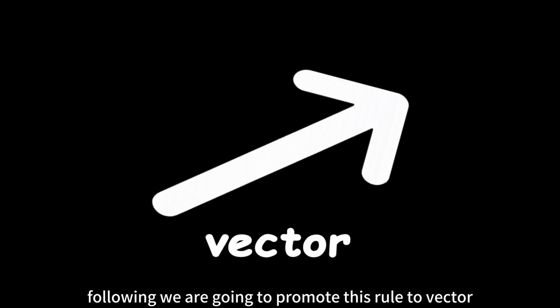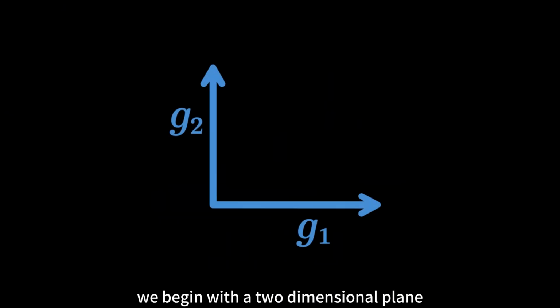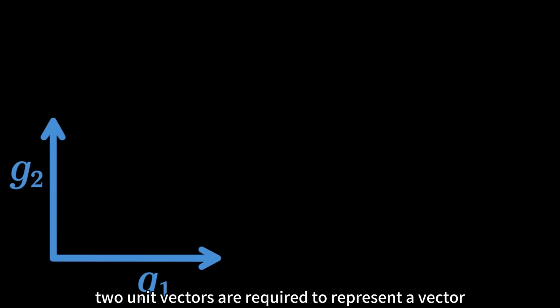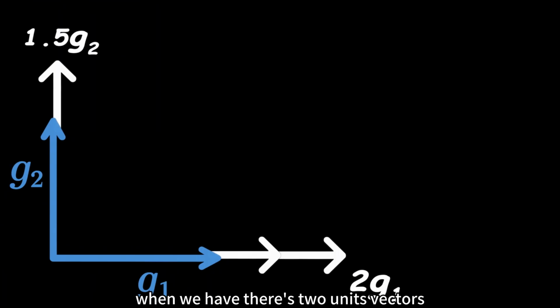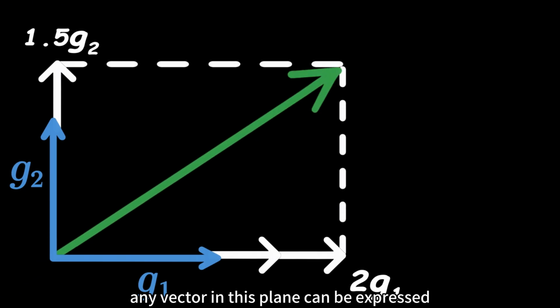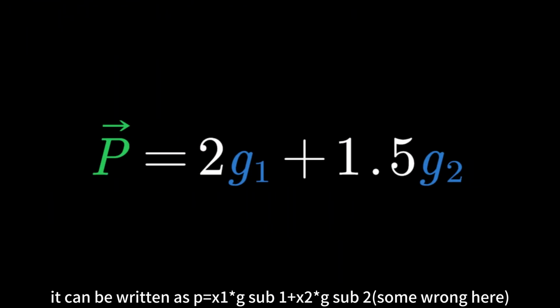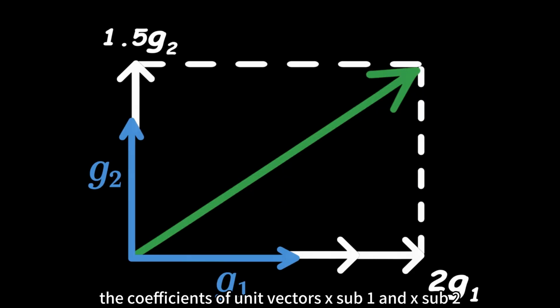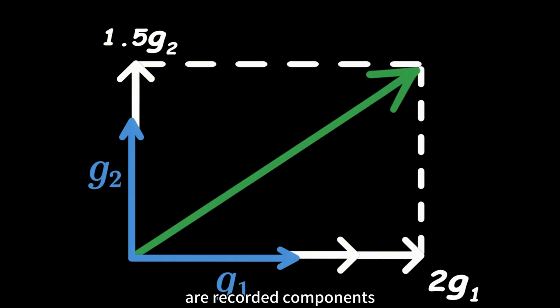Following this, we are going to extend this rule to vectors. We begin with a two-dimensional plane. We know that in any plane, two unit vectors are required to represent a vector. When we have these two unit vectors, any vector in this plane can be expressed as a combination of them. It can be written as P equals x_1 times vector g_1 plus x_2 times vector g_2. The coefficients x_1 and x_2 are coordinate components.